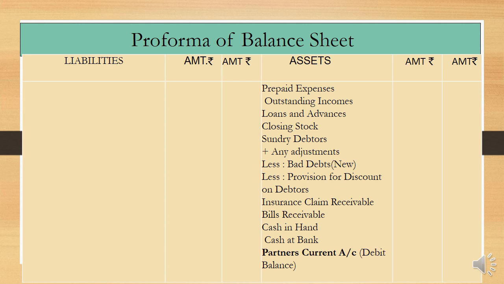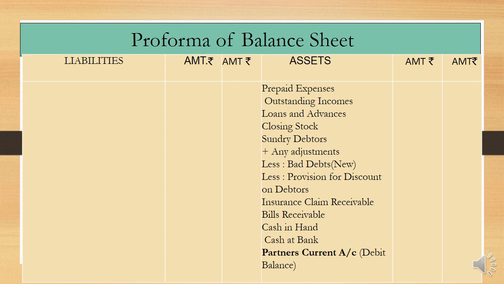Sundry debtors are the persons from whom we have to receive the money. जिस आदमी से पैसे लेने हैं उनको बोला जाता है sundry debtors. Certain adjustments are there related to the sundry debtors, less the bad debts, new bad debts, further bad debts. Bad debt is a loss, and now the debtors are not going to pay the amount. Then only if the bad debt is created, and bad debt reduces the debtors.